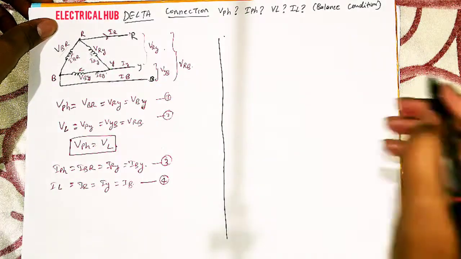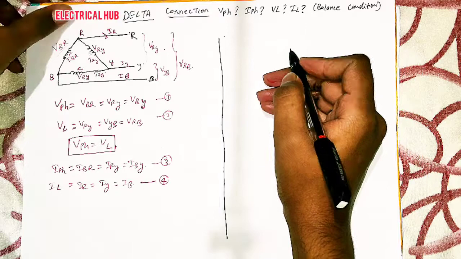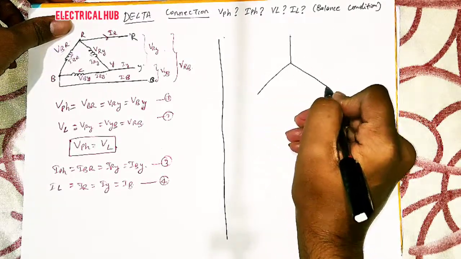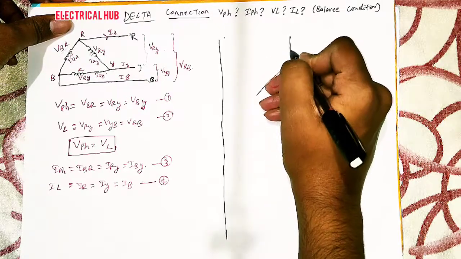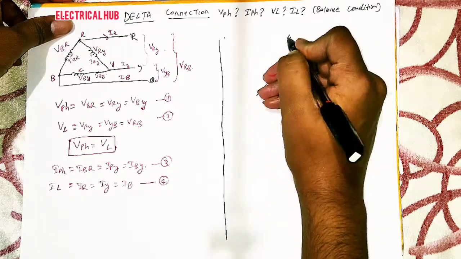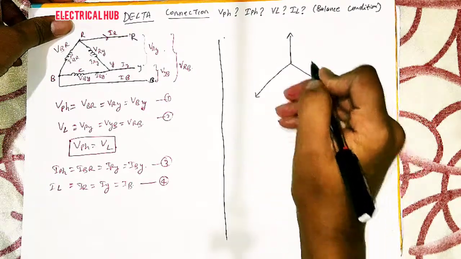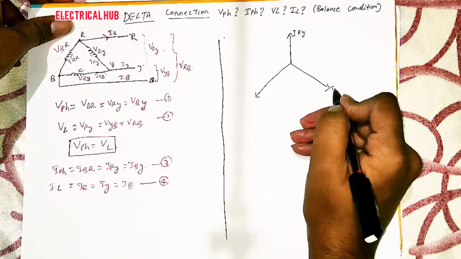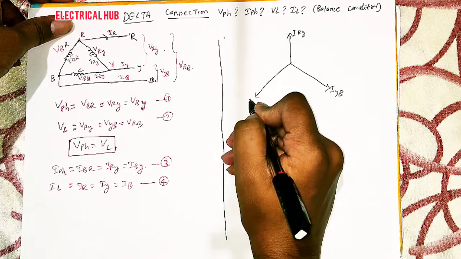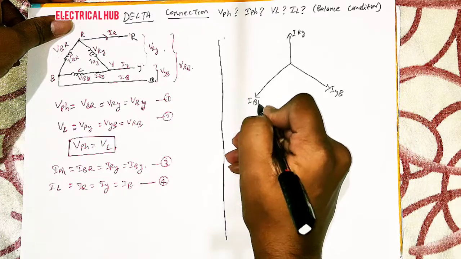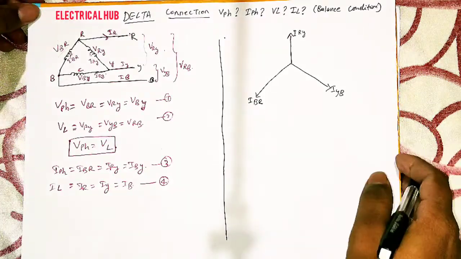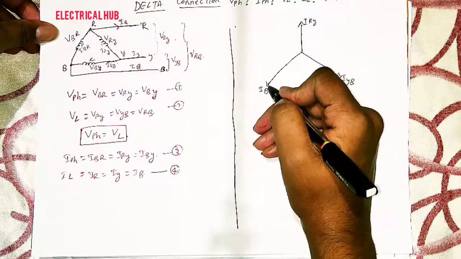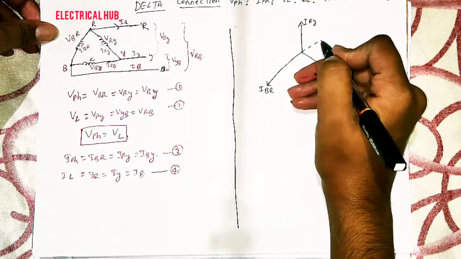Alright, so let's make a phasor diagram, and the phasor diagram will be like this. These are the phase voltage and phase current, which is IRY, and this will be IYB, and this one will be IBR. Alright, so these are the phase currents, and the negative component of this phase current will be like this.